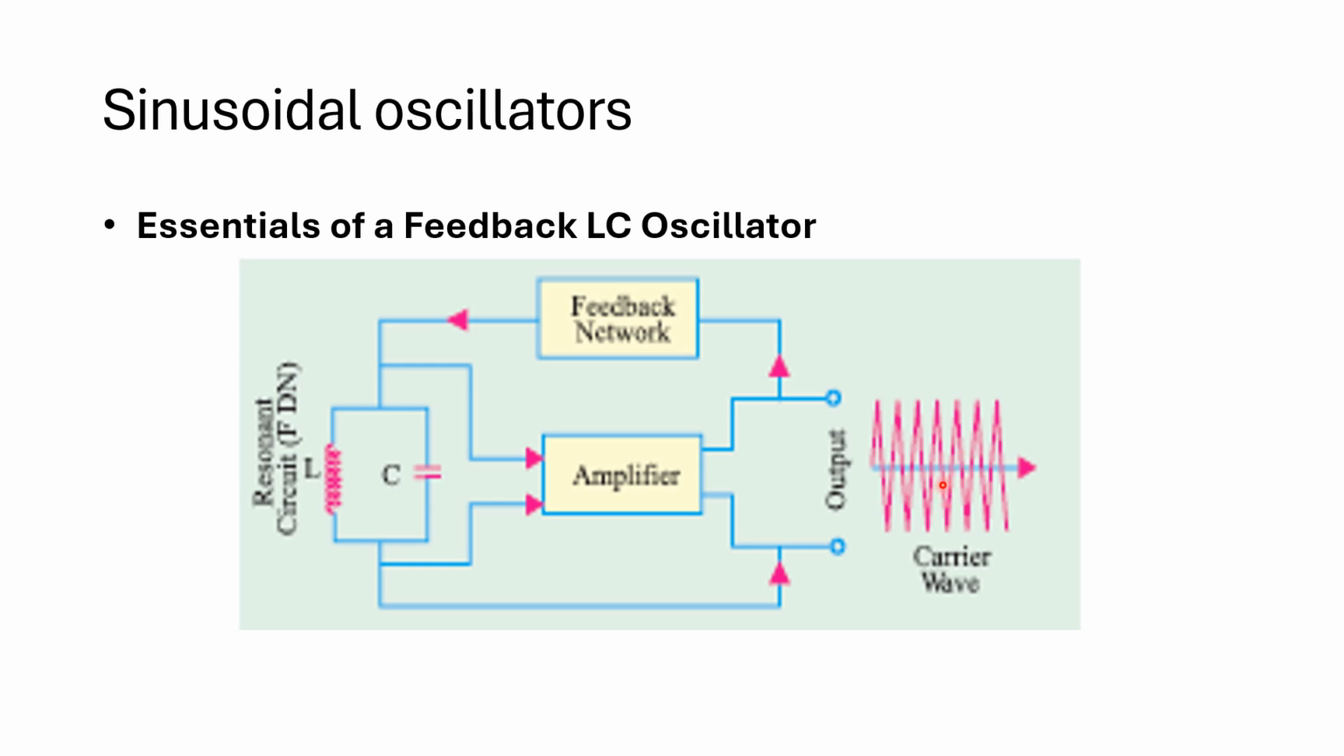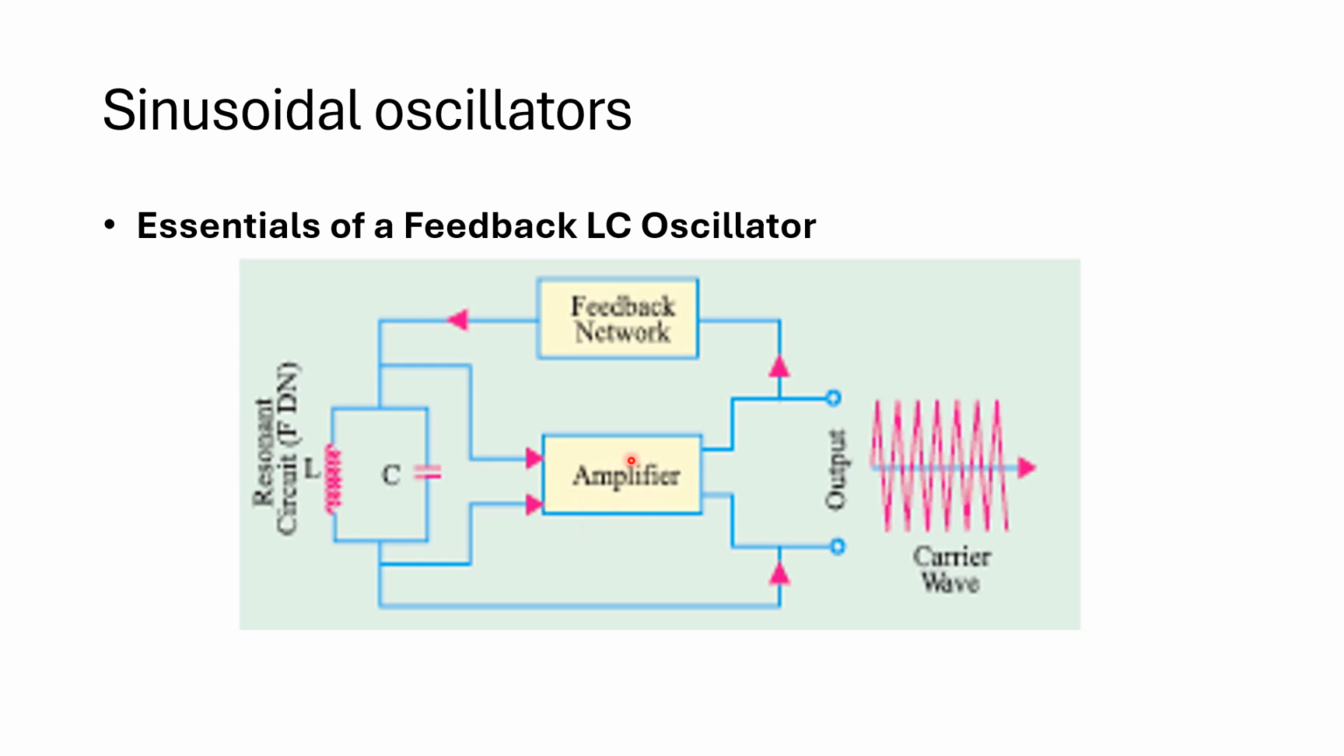produced by our oscillator. So an LC oscillator must have what we call a resonant circuit. Usually a resonant circuit is made up of our coil and our capacitor. This is also called FDN, which stands for frequency determining network, because it is this part of the circuit that will determine the frequency of our carrier wave.